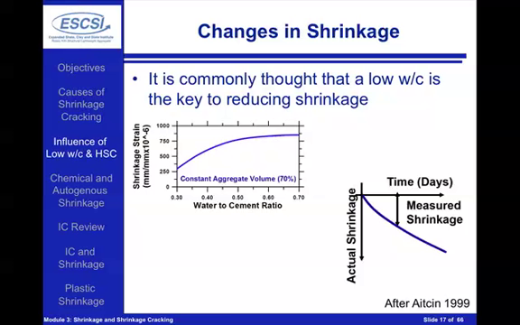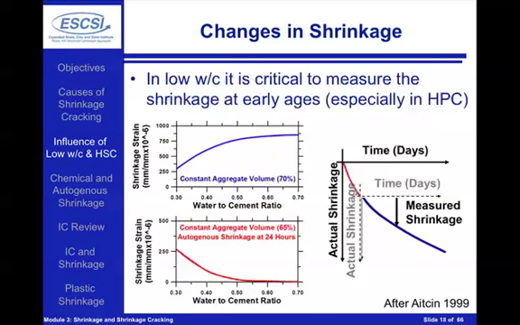So the shrinkage measurements actually start at 24 hours typically if we're following an ASTM C157 type test. However, if we started to measure the shrinkage right after the time of setting, what we would notice is a very different trend that's shown here in red, where the lower water to cement ratios start to have much higher shrinkages taking place at very early ages.